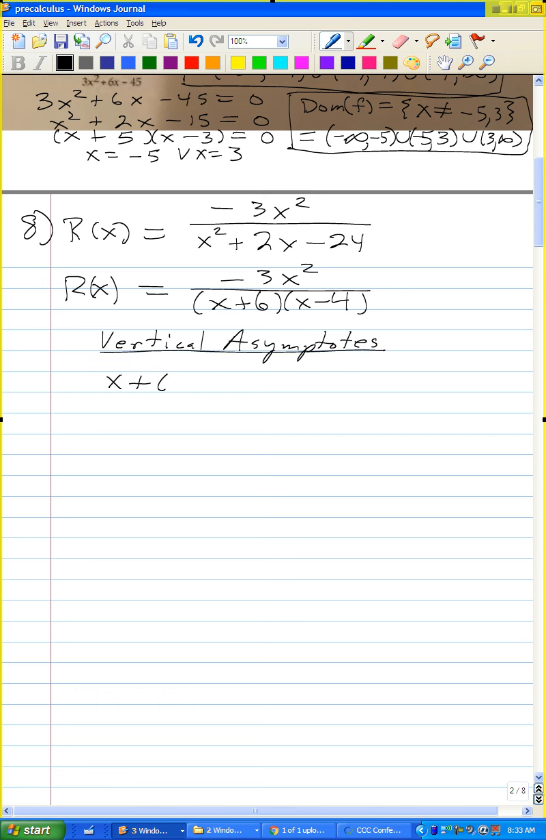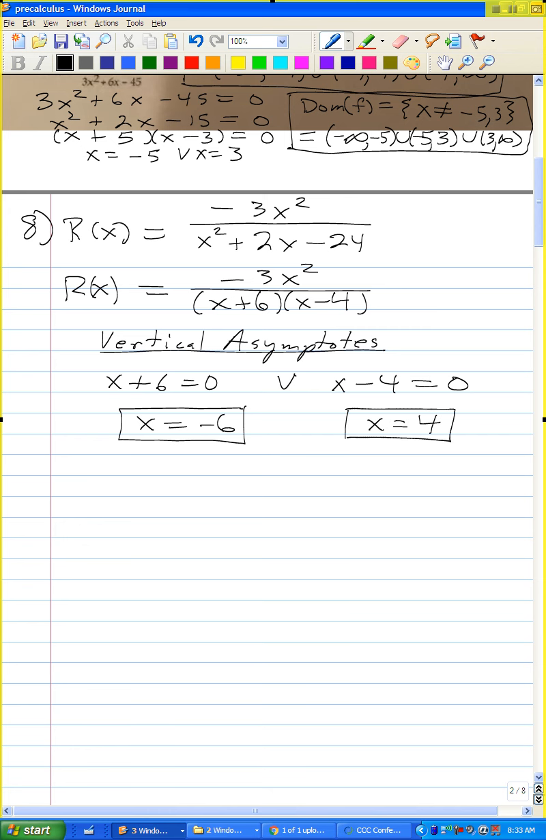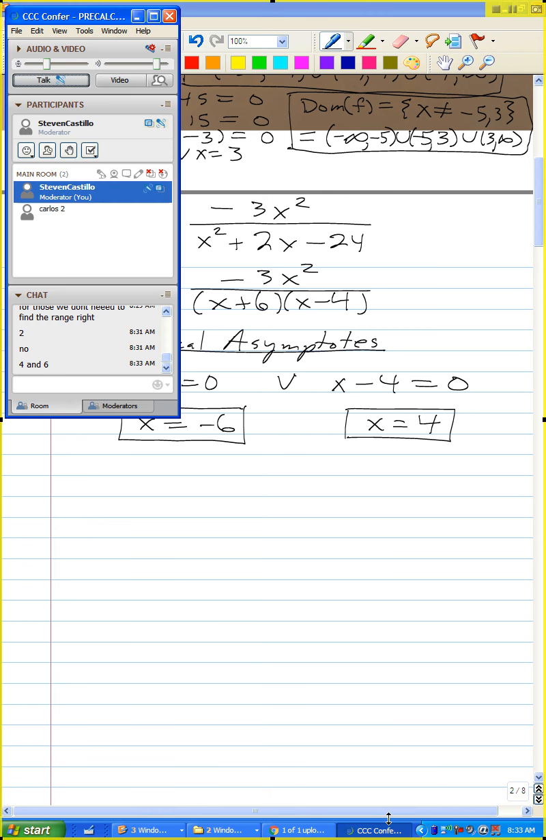By setting each of these to 0 and solving for x. So x is equal to negative 6. That is the equation of the vertical asymptote. And x is equal to 4. That is the equation of the vertical asymptote. And so you have to write them as x equals negative 6 and x equals 4. Okay? And so it turns out that for each of these values of x, this rational expression goes off to plus or minus infinity near them. Any questions about that? Okay.